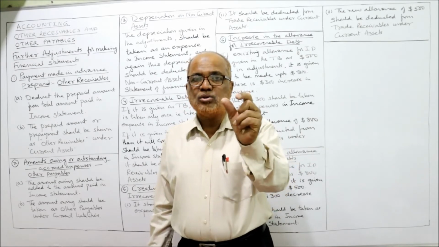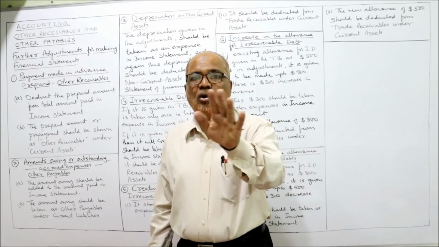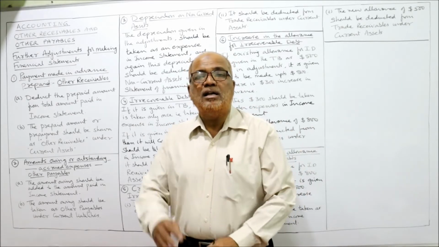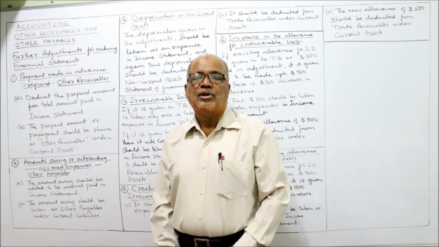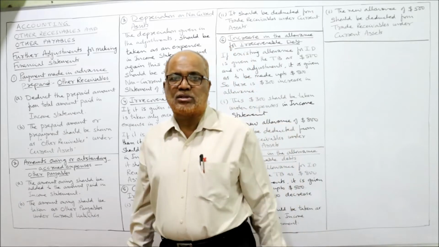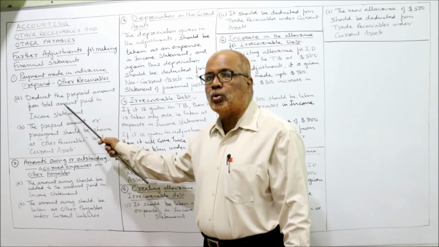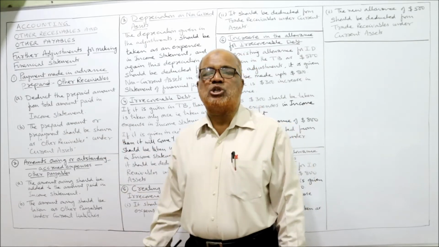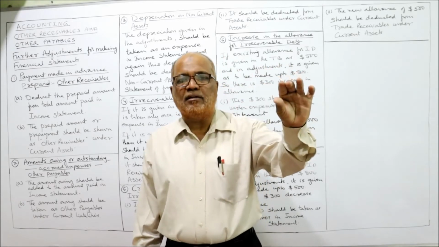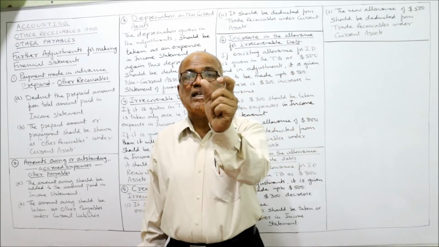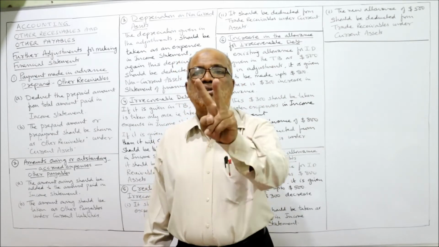So out of 10,000 insurance paid during the year, 2,000 insurance is not relating to the current year. It is paid in advance for the next year. So how to adjust this 2,000? So here I have given the expression: deduct the prepaid amount from the total amount paid in income statement. First of all, in the income statement, total insurance paid given in the trial balance is 10,000 and prepaid insurance given in the adjustment is 2,000.